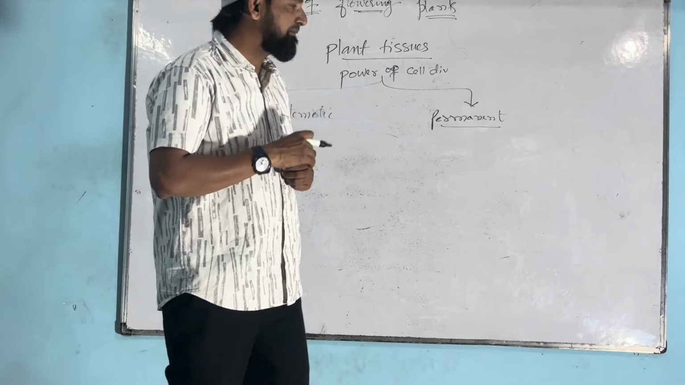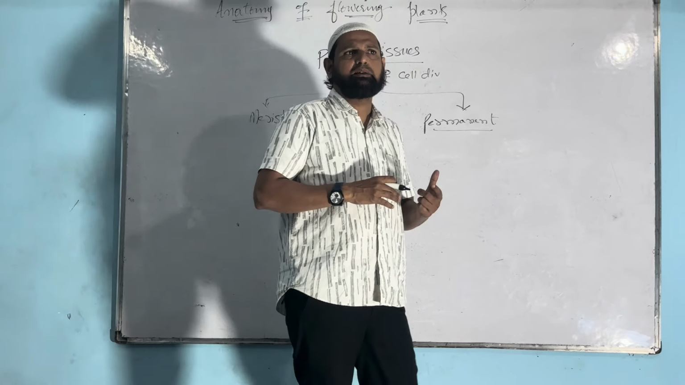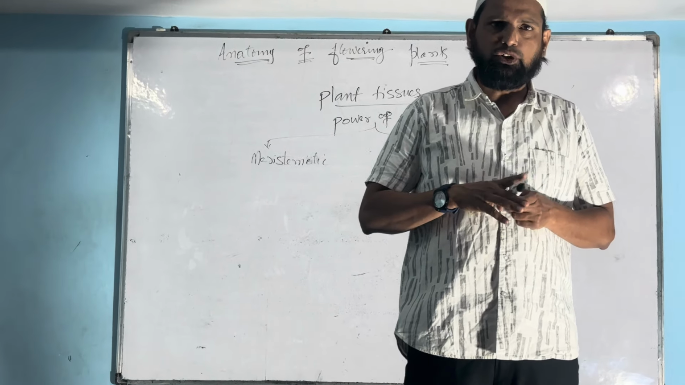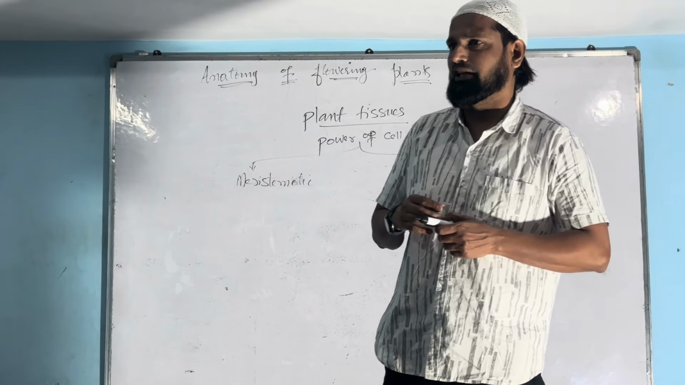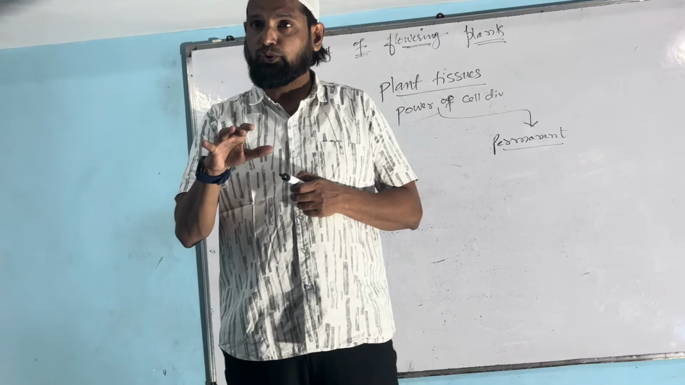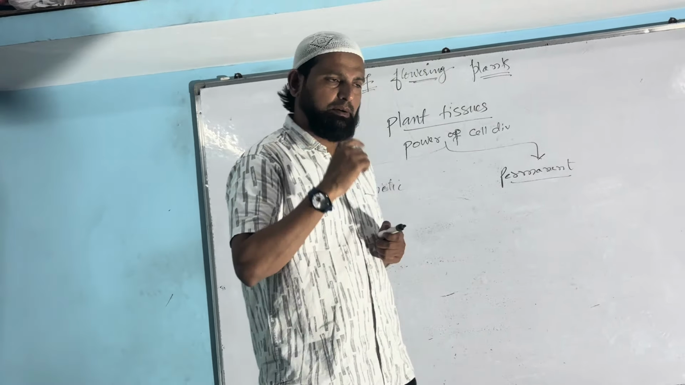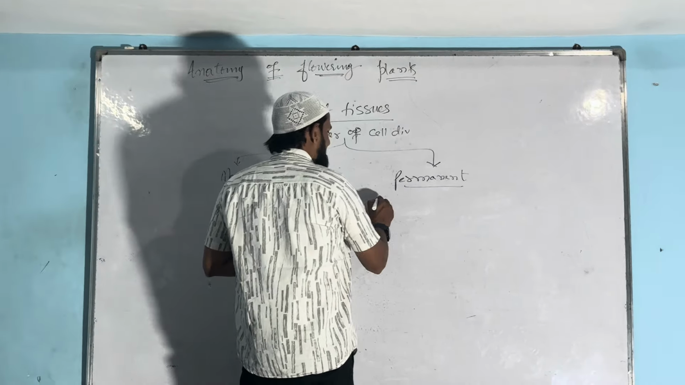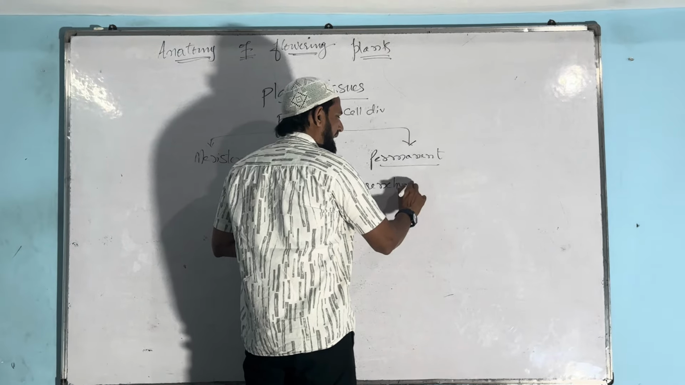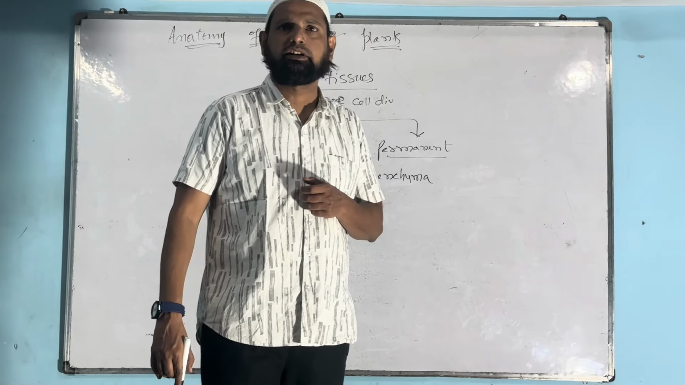Now, permanent tissue examples are parenchyma, collenchyma, sclerenchyma, xylem and phloem. Sometimes in the examination they can ask which example of permanent tissues once again has the ability to divide. So remember, generally the parenchyma cells have the ability to divide.